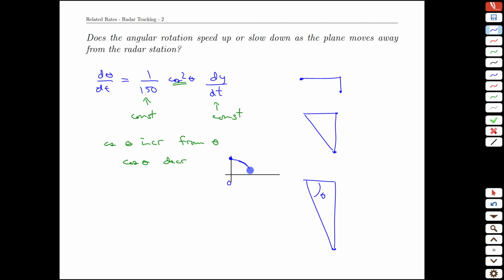We're never going to reach even 90 degrees here. So cos of theta decreases. That means cos squared of theta is also going to decrease. And that means out of all these terms, we have two constants and something that's going down. D theta dt is going to decrease as well. So it's going to turn more slowly.